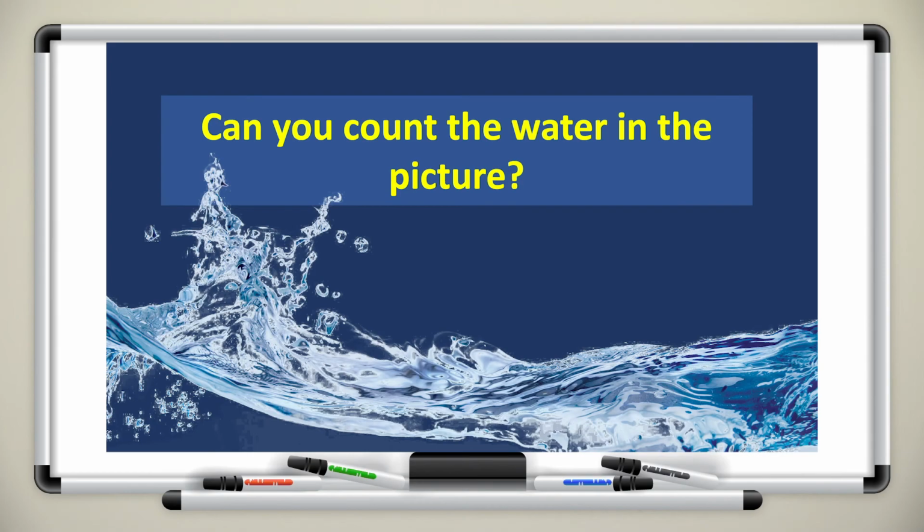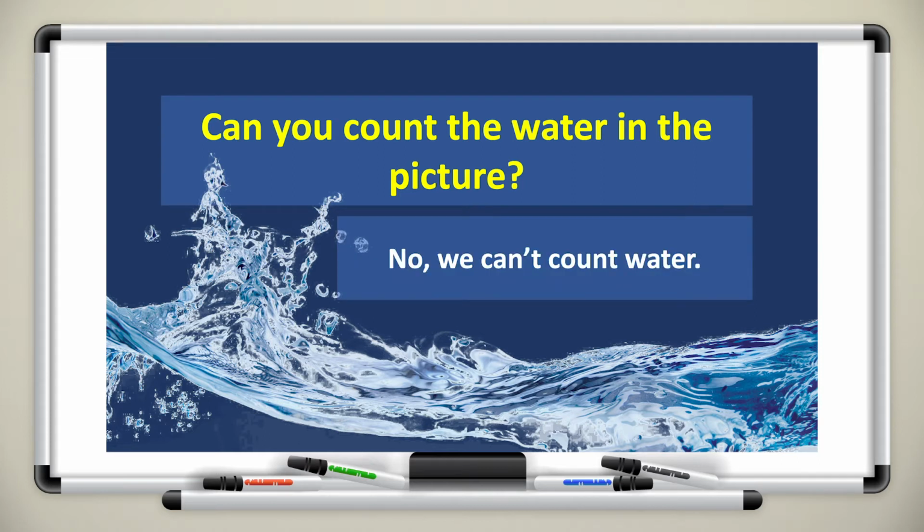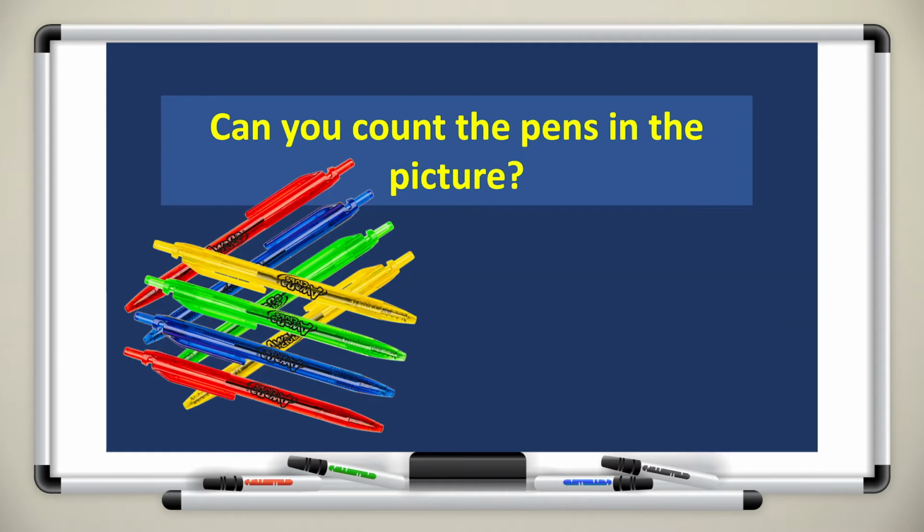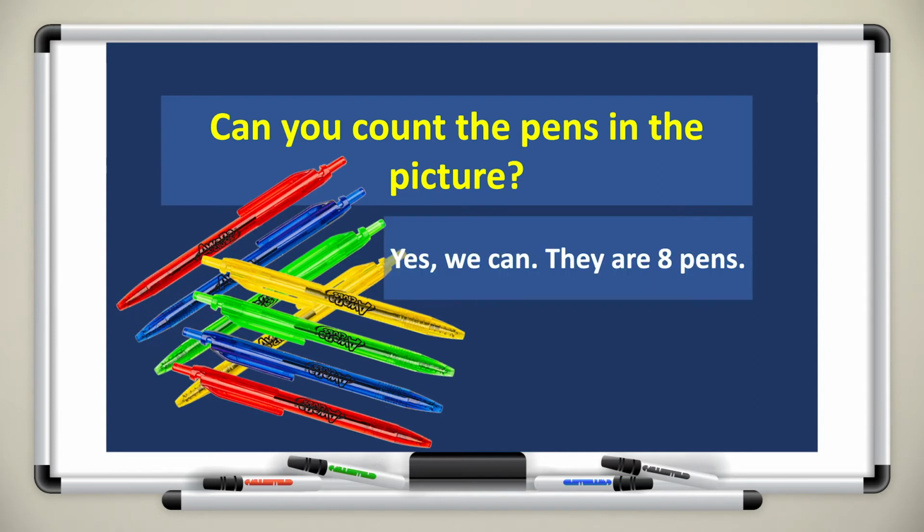First of all, we will learn the countable and the uncountable nouns. Now take a look at this picture. Can you count the water in the picture? No, we cannot count the water. Now take a look at this picture. Can you count the pens? Yes, we can. They are 8 pens.